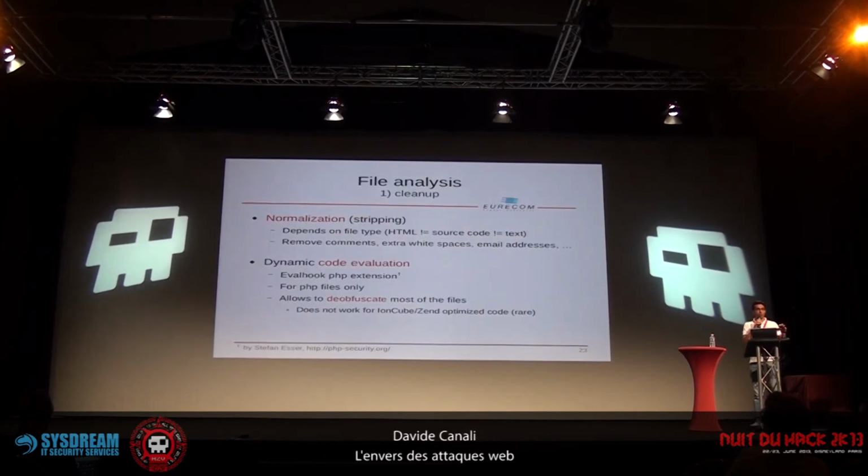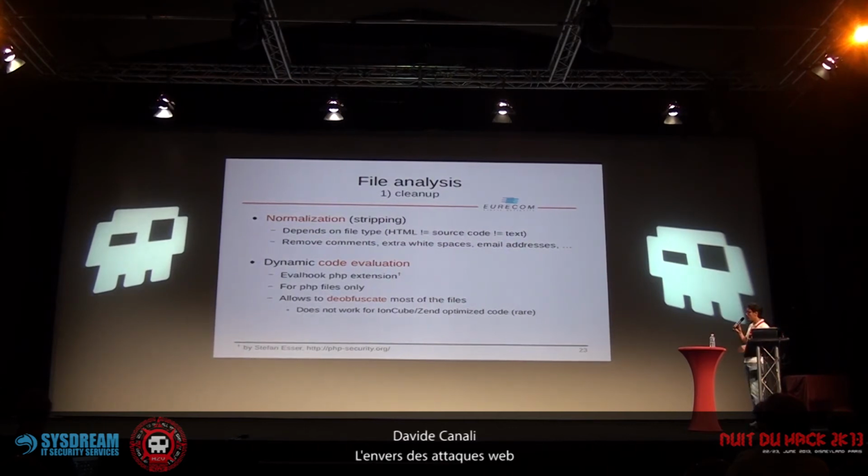So just to give you some more details about the file analysis, and this relates more to the second phase of our study, the newer one. To analyze our files, we have to first clean up what we get, because especially files that are uploaded to honeypots are quite dirty. They contain syntax errors, or they're sometimes broken. So first we do some stripping on the file, depending on the file type. For example, if it's source code, we remove comments, we remove extra white spaces, we remove email addresses from some web shells that are typically personalized by the attacker by inserting his email address.